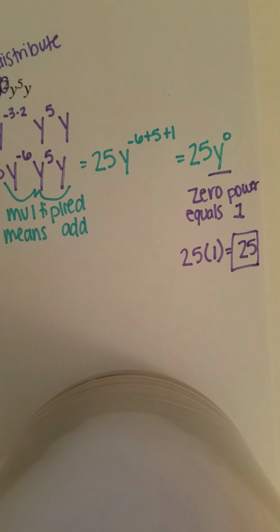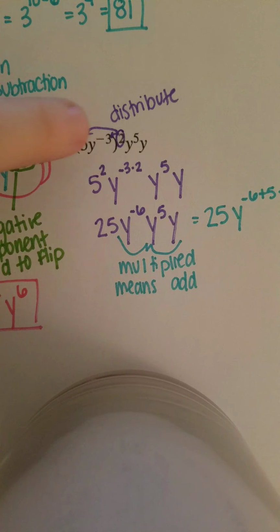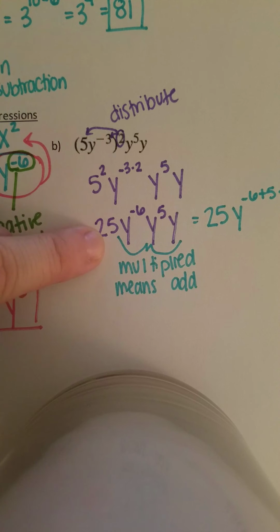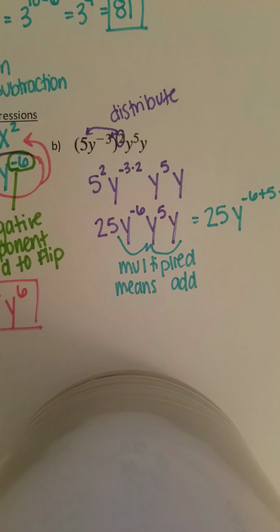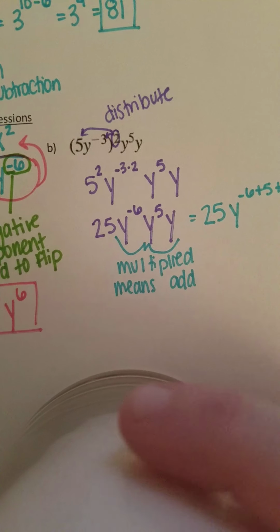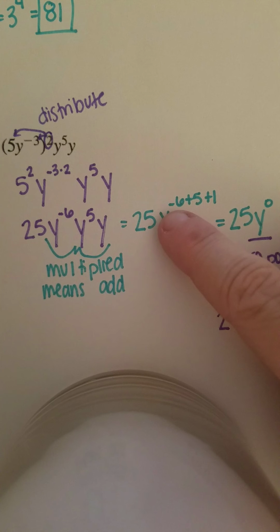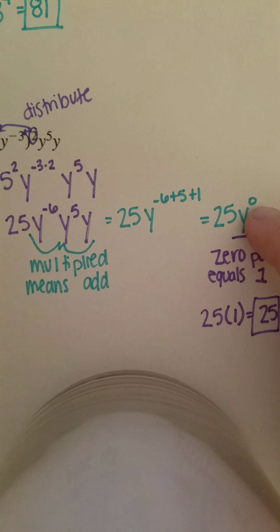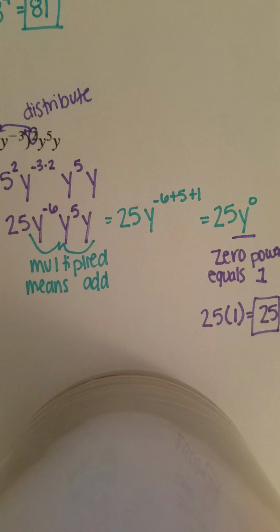This one, again, you just got to keep thinking of all the different steps. If we first start, you distribute the 2 to both the pieces on the inside of the parentheses. So that's how we got 5 squared and y to the negative 3 times 2. We simplified to get 25 and y to the negative 6. All of these have the same base. They're all y's. Since they're being multiplied, we add the exponents together. So we did negative 6 plus 5 plus 1, and that equals 0. So we have 25 times y to the 0. And anything to the 0 power is just 1. So 25 times 1 is just 25.